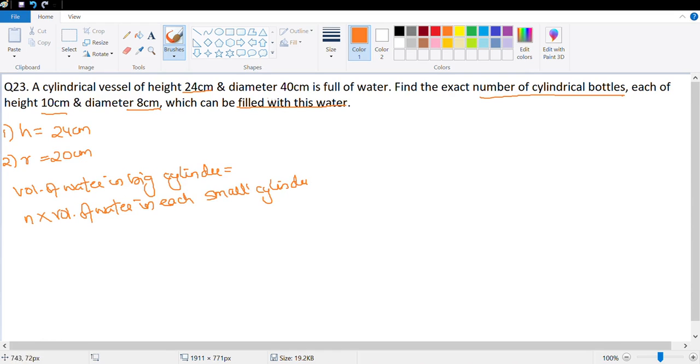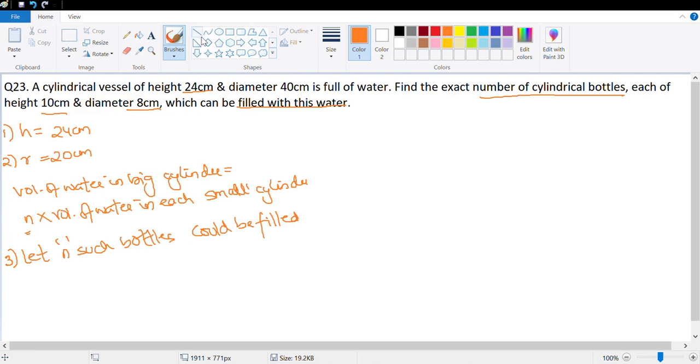Correct, the volume of water in the big cylinder has to be put into small cylinders. Let's say n number of such bottles are required. Let's write the assumption: let n such bottles could be filled.